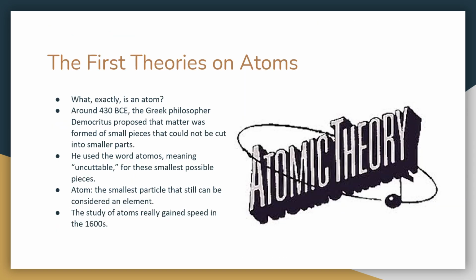The first theory is on atoms. So what exactly is an atom? Around 430 BCE, the Greek philosopher Democritus proposed that matter was formed of small pieces that could not be cut into smaller parts. He used the word atomos, meaning uncuttable, for these smallest possible pieces. Now we consider an atom the smallest particle that still can be considered an element. The study of atoms really gained speed in the 1600s.